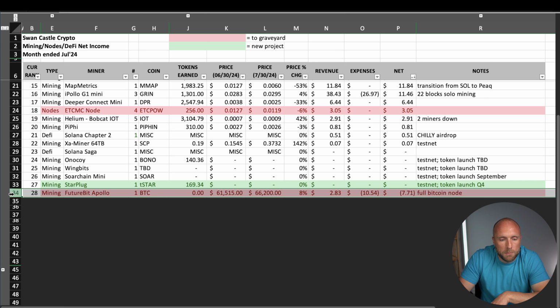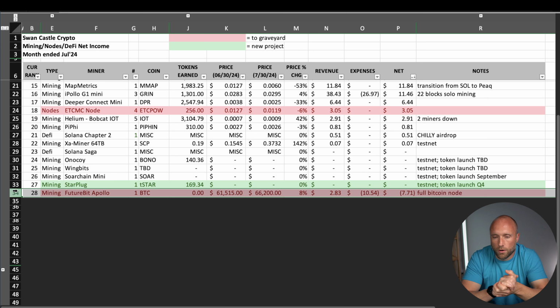Number 28, I have my future bit Apollo Bitcoin miner. I run a full Bitcoin node on this. I made the decision to throw this in our graveyard as well. I don't see this being profitable anytime soon unless we see multiple $100,000 Bitcoin. Obviously, we're nowhere near that. So we're going to throw this in the graveyard.